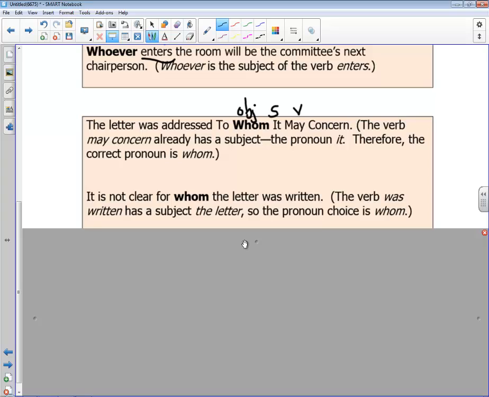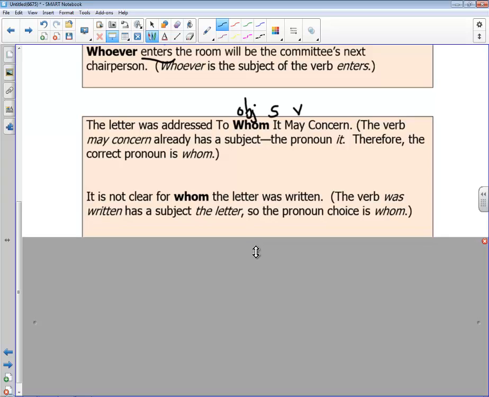It is not clear for whom the letter was written. Again, the verb was written has a subject, the letter, so the pronoun choice is whom. Letter is the subject, simple subject. Was written is the verb. Here is the object pronoun, whom.